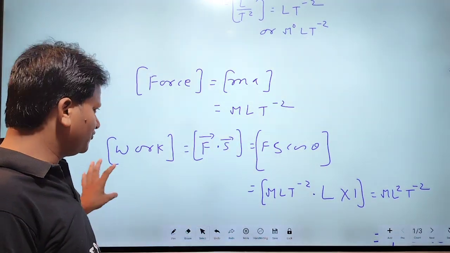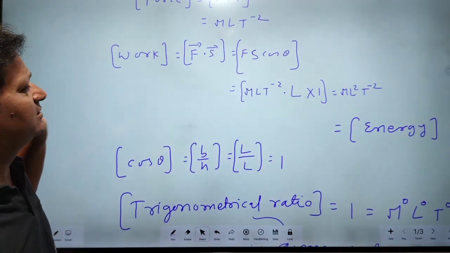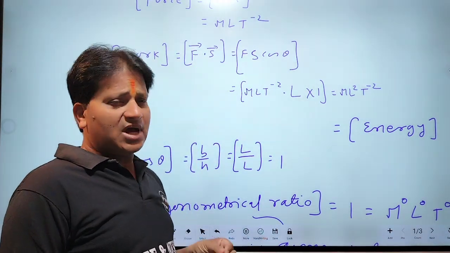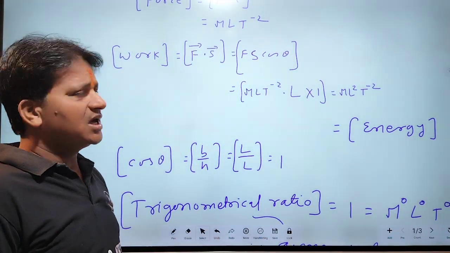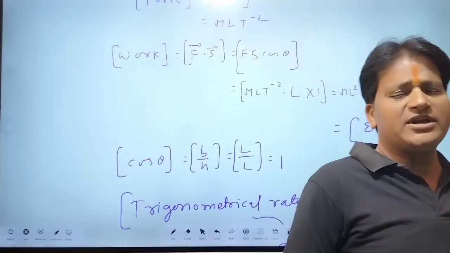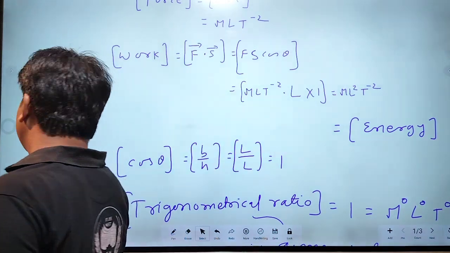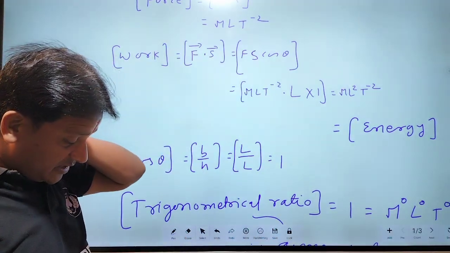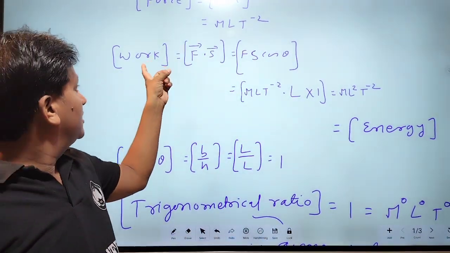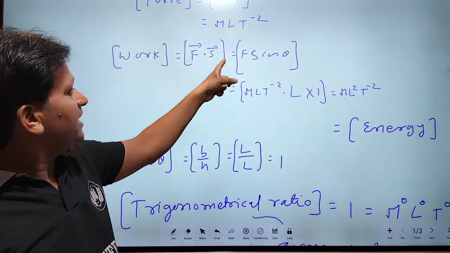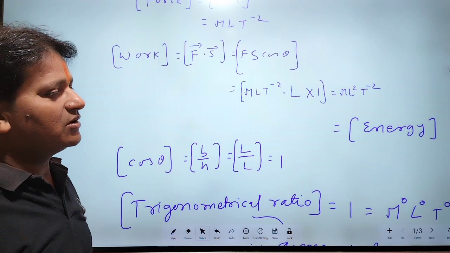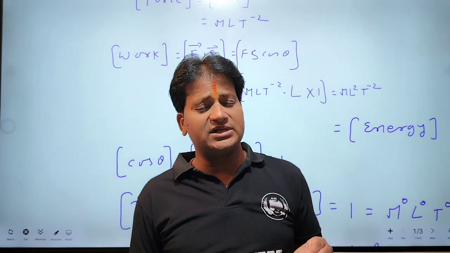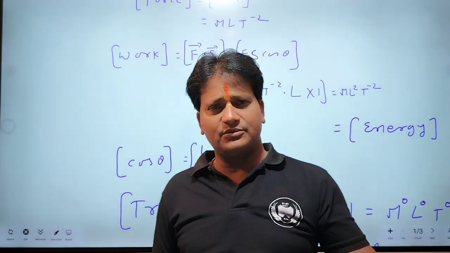Now I am going to find the dimension of work. What is the formula of work? It is defined as the dot product of force and the displacement of the point of application of the force. Okay? I have already discussed this in the vector chapter. F dot S means F S cos theta, because I know that A dot B is equal to AB cos theta, where theta is the angle between A vector and B vector.